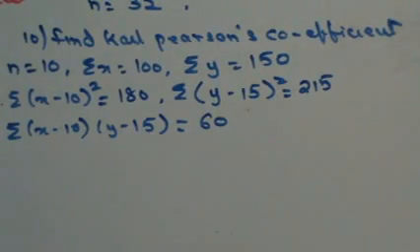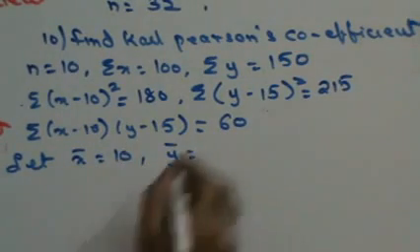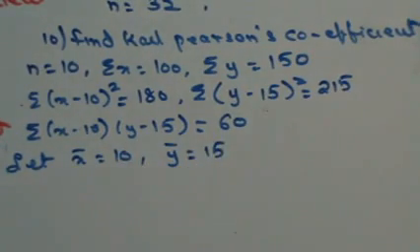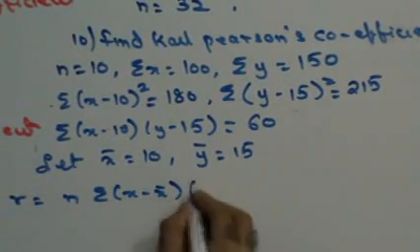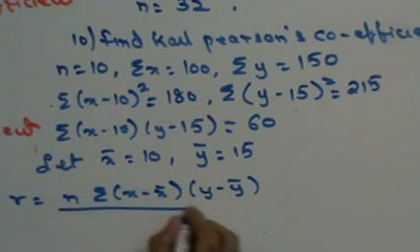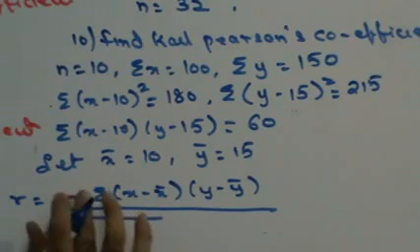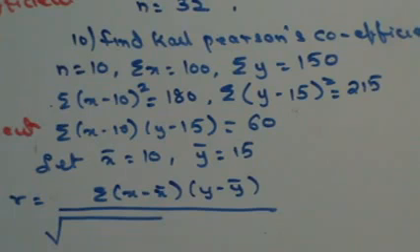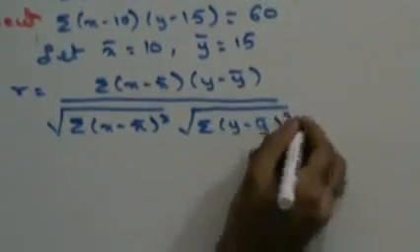Right? Now, since they've given you x minus 10, let us assume that x bar is 10, and they've given you y minus 15, assume y bar is 15. In which case, I can use the formula R is equal to sigma (x minus x bar)(y minus y bar) upon square root of sigma (x minus x bar) the whole square into square root of sigma (y minus y bar) the whole square.